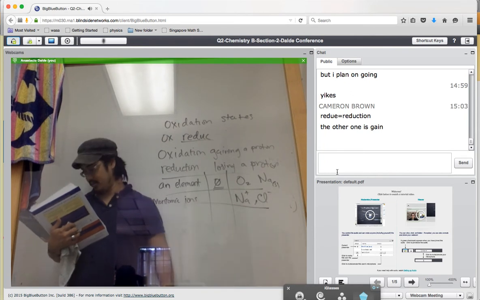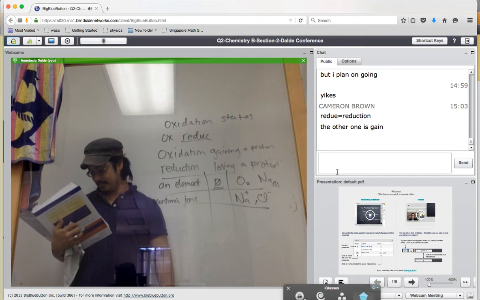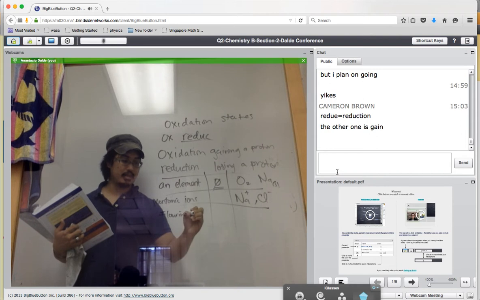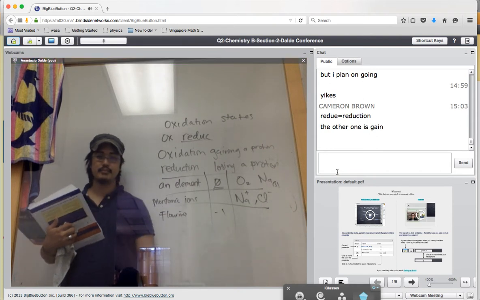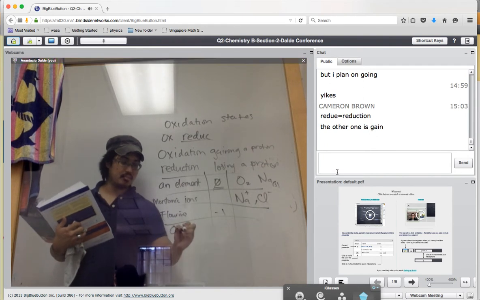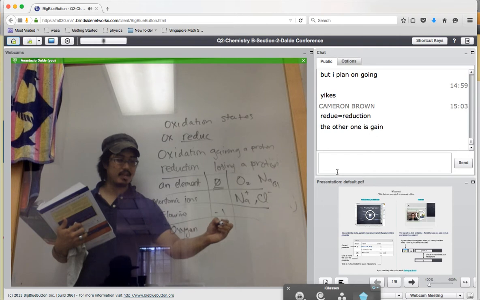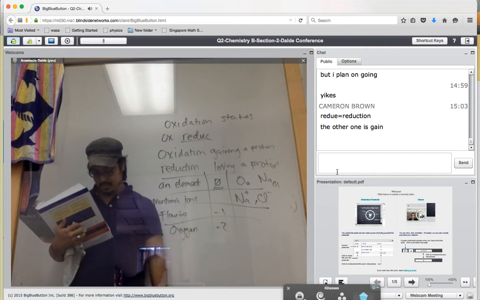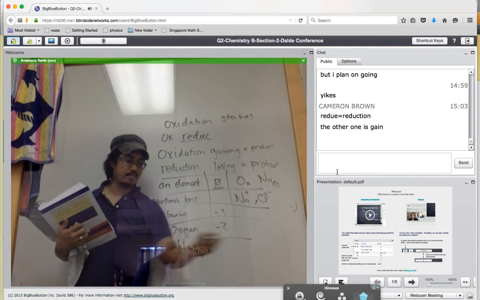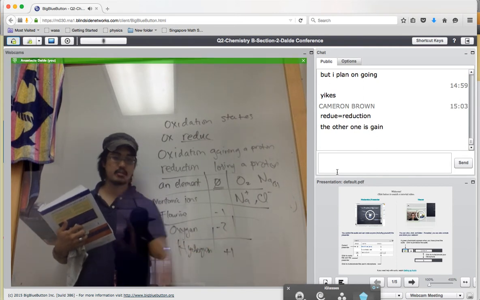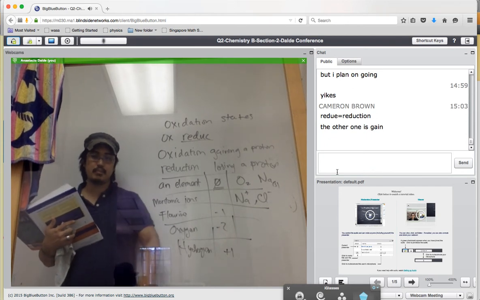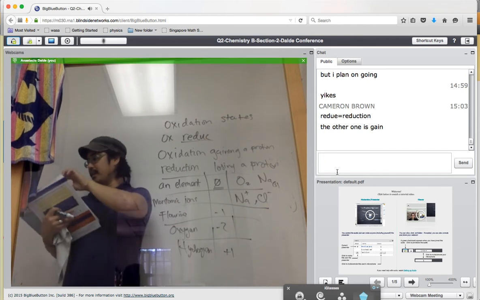All right, rule number 3. Fluorine is negative 1. Rule number 4. Oxygen is pretty much always negative 2. And hydrogen is pretty much always positive 1. Are we cool with that? So write those rules down, please. I'd appreciate it. Let me show you how to apply them, because it's actually really easy.